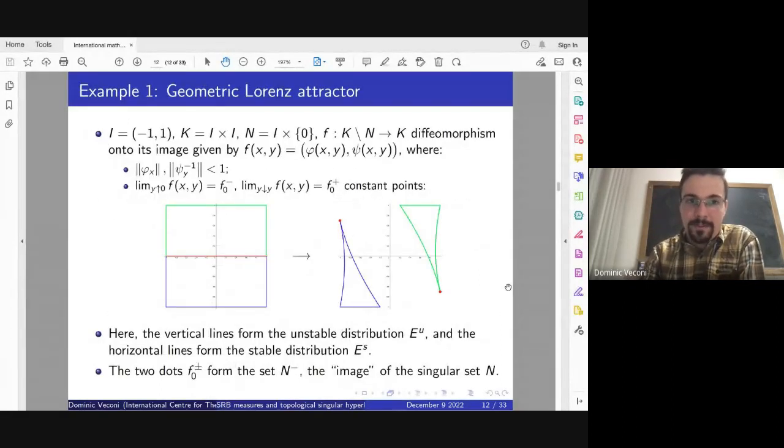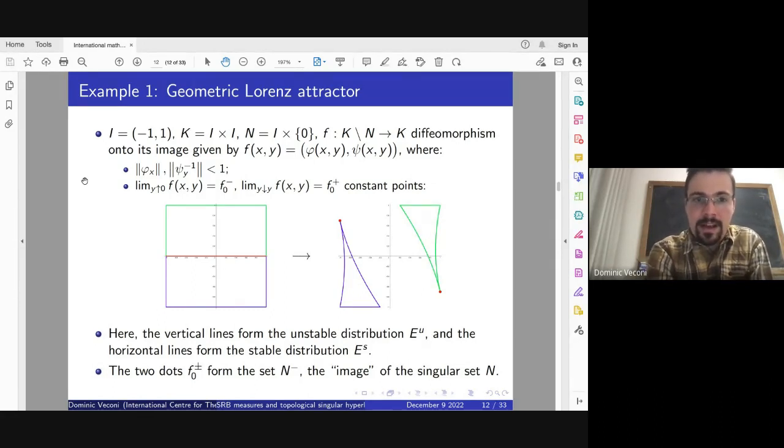And let's look at an example of this. So the simplest example, or perhaps the most classical example, is the geometric Lorentz attractor. And this is a map of the unit square to itself. The singular set is the horizontal axis. And F is a diffeomorphism onto its image that's given in coordinates by phi and psi, where phi and psi satisfy this hyperbolicity property that phi x and psi y inverse both have norms less than 1.